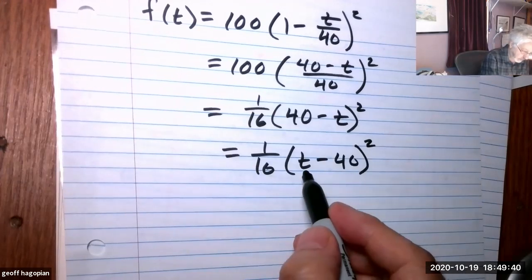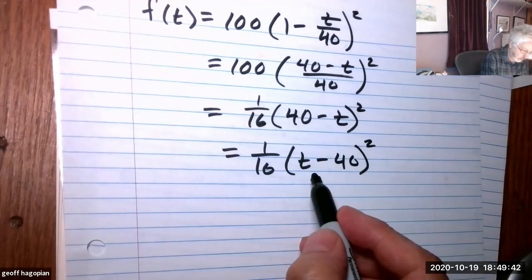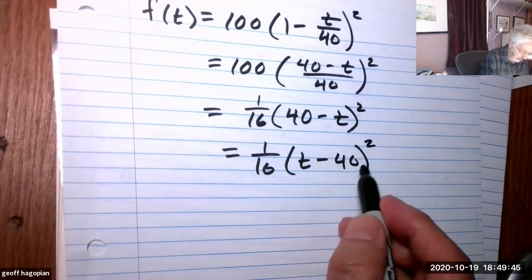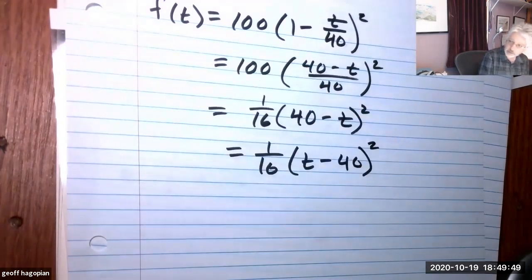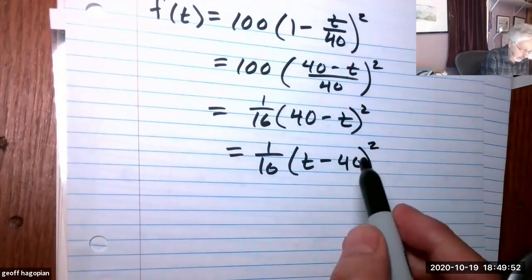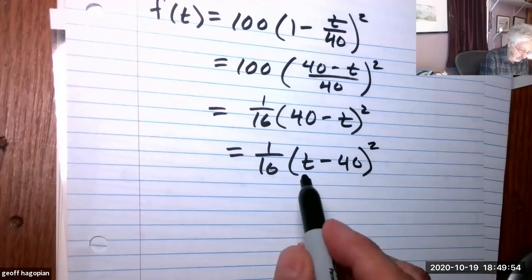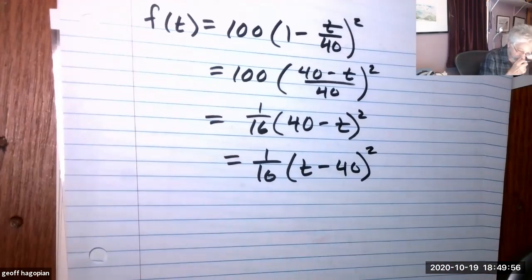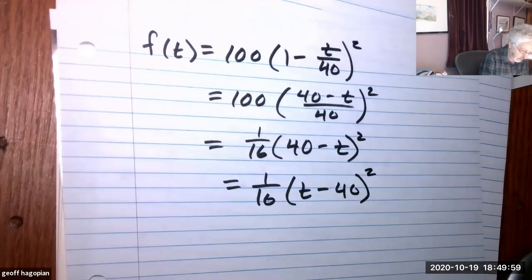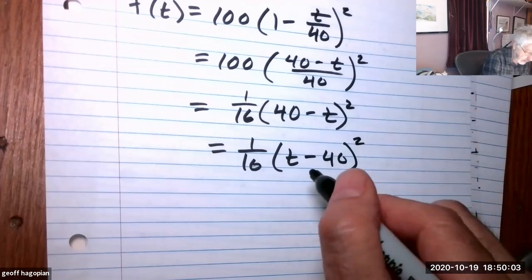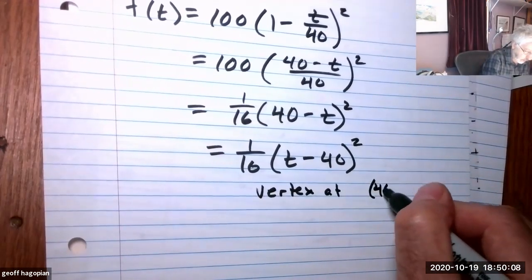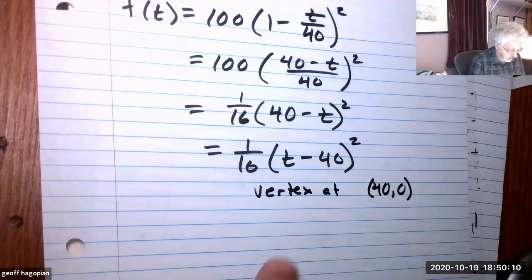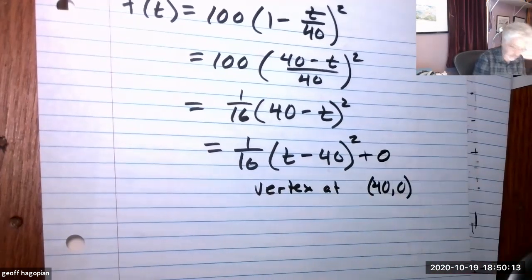So now when t equals 0, this is going to be 1600 divided by 16, which is 100. So we get what we wanted, that 100. And when t equals 40, it's going to be 0: 40 minus 40 is 0, 0 squared is 0, times one sixteenth is still 0. Okay, so this is vertex form. We can see that the vertex is at (40, 0). When x is 40, you could write a plus 0 here if you wanted to see k is 0.